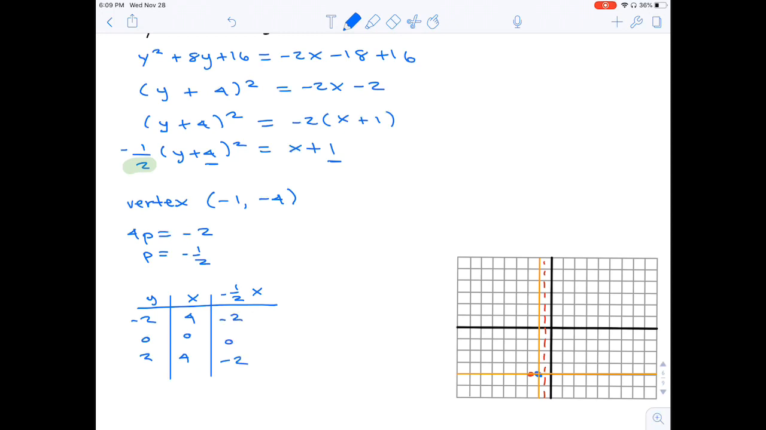So my points, again, are my 0, 0 point, my vertex. Then I have the point negative 2, negative 2, and 2, negative 2. Oh, let's see. I did negative 2, 2, and negative 2, negative 2. Sorry, I kind of read that backwards, but I did do it correctly. So the graph is going to look something like that. Okay?